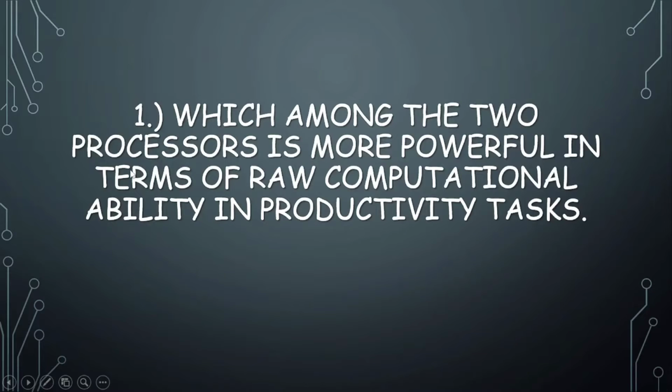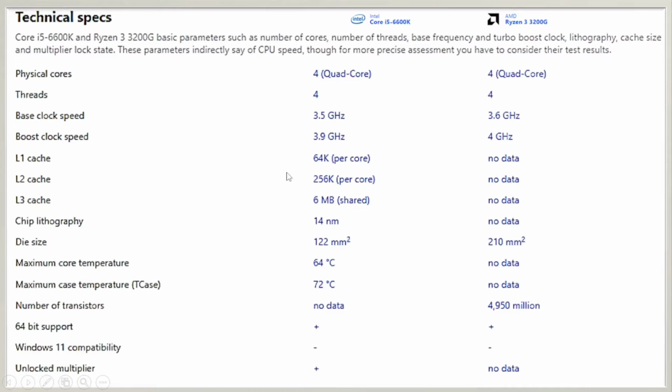Which among the two processors is more powerful in terms of raw computational ability in productivity tasks? So we will see the technical specs of the Intel Core i5 6600K and the Ryzen 3 3200G. It comes with physical cores. Both of them have quad-core, 4 cores. In threads, they both have 4.